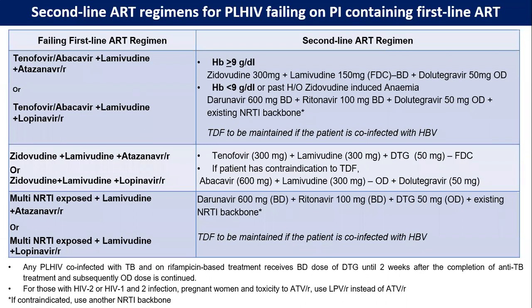And if the patient is multi-NRTI exposed plus lamivudine plus atazanavir, or multi-NRTI exposed plus lamivudine plus lopinavir ritonavir, then the second line regimen would be darunavir plus ritonavir and DTG 50 milligram OD plus the existing NRTI backbone. TDF to be maintained if the patient is co-infected with hepatitis B virus. Any PLHIV co-infected with TB and on rifampicin-based treatment should receive a BD dose of dolutegravir until 2 weeks after completion of anti-TB treatment.